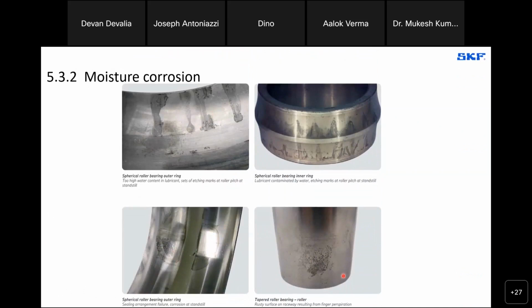corrosion. And just for effect, here's a roller with a fingerprint, and a rusty finger sweat has left a corrosion on a rolling element. So this you might find obviously with samples that are not wiped down after they've been handled. But again, grayish black, and it's moisture corrosion.